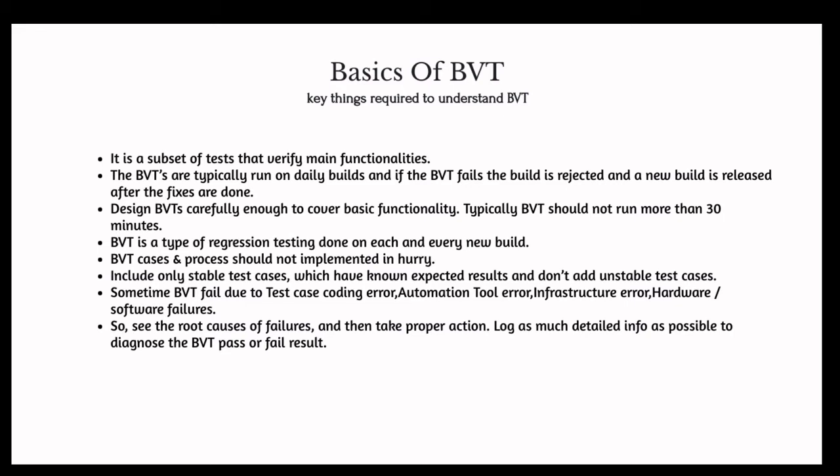If the BVT fails, then the build is directly rejected and a new build should be released with the fixes. Any build will not be acceptable if it has any issues identified in the BVT, because the BVT is checking the stability of the build. If those things are not in place or the issues are there, then the build should be directly rejected.